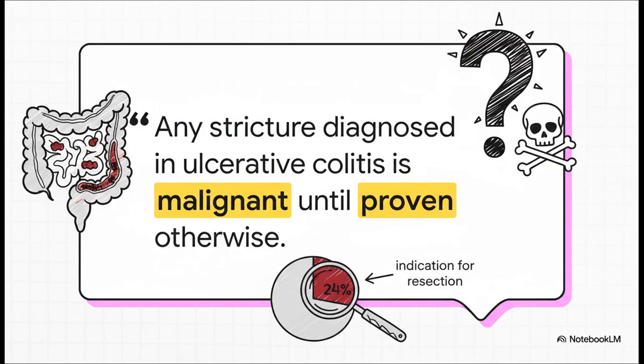You mentioned neoplasia. What's the significance of finding a stricture in a patient with ulcerative colitis? That's a critical high yield point for any exam. Because UC is a mucosal disease, true inflammatory strictures are really rare.